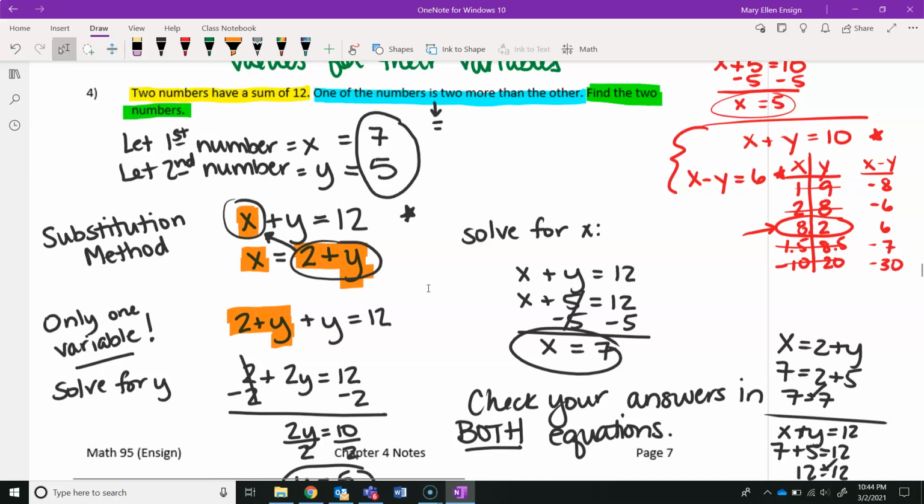We wrote two equations. Well, first we defined our variables. We wrote two equations. We substituted. That way we only had one equation with one unknown to work with at that time. Solve for that variable. Go back and solve for the other variable.